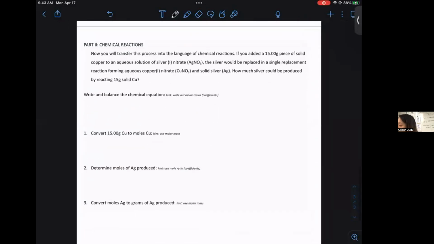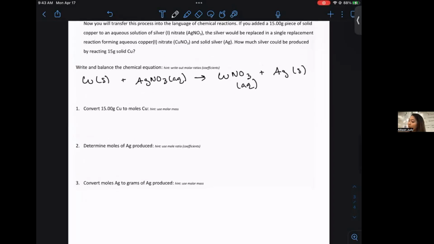So here I have the reaction: solid copper reacts with silver nitrate, AgNO3 aqueous, to produce, in a single replacement reaction, copper nitrate and silver solid. And I was very nice. I just gave it to you, and I even tell you it's aqueous. All you had to check was, is this balanced? It happens to be balanced. It's a 1 to 1 to 1 to 1. That's super nice.